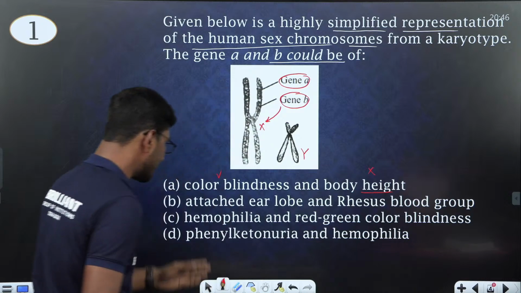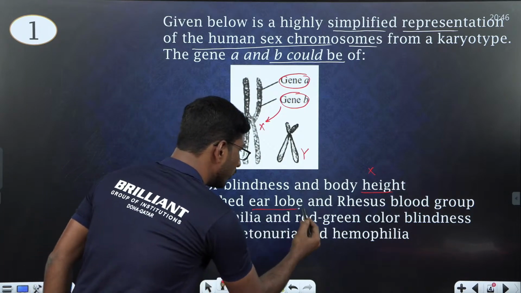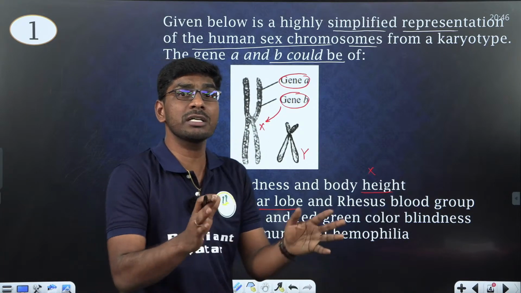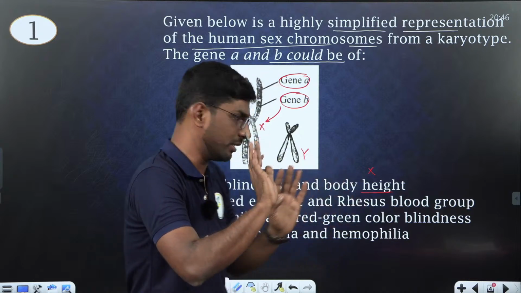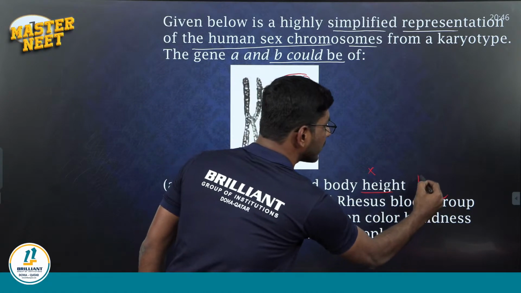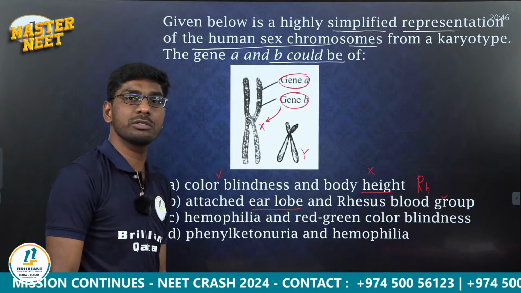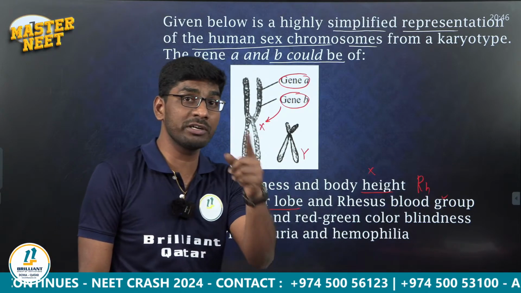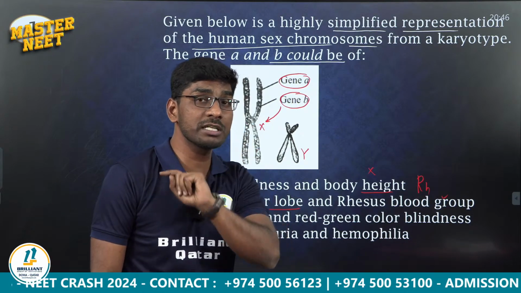Am I clear? Look at the second option. Attached earlobe is an autosomal character, my dear. It is not a sex-linked character. So leave this. Am I clear? And the rhesus blood group. Do you know the rhesus blood group? They are asking about RH positive, RH negative, capital D, small d, which we discussed in 11th grade biology, body fluids and circulation chapter.